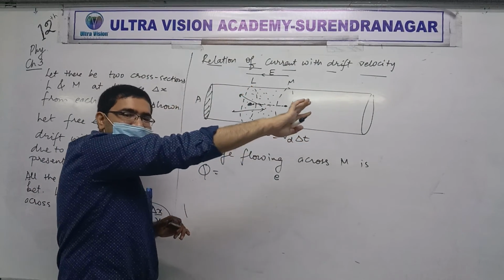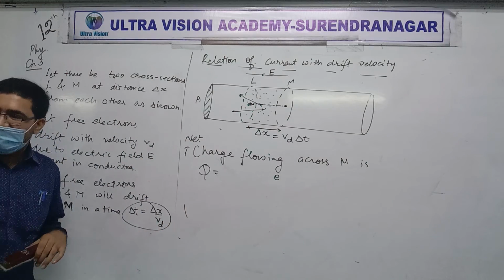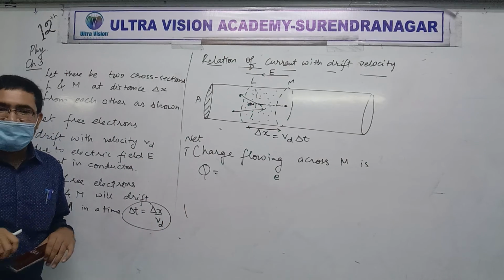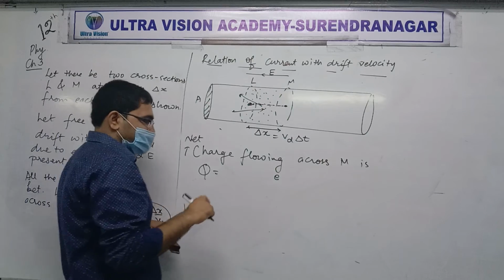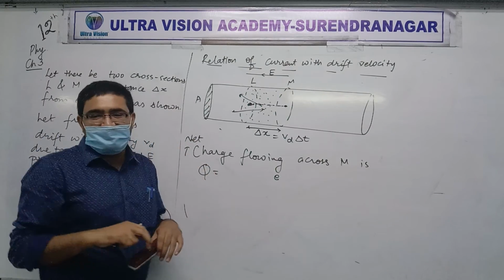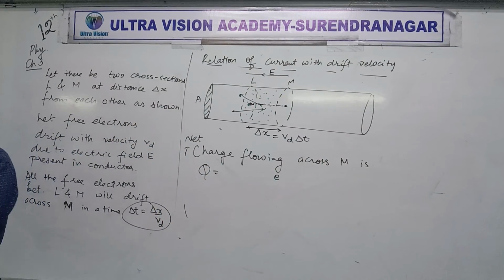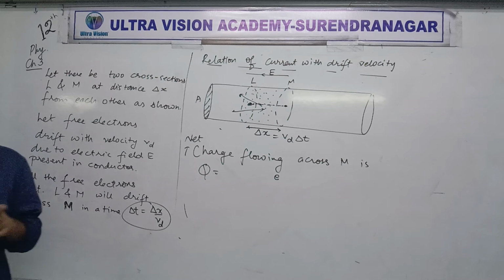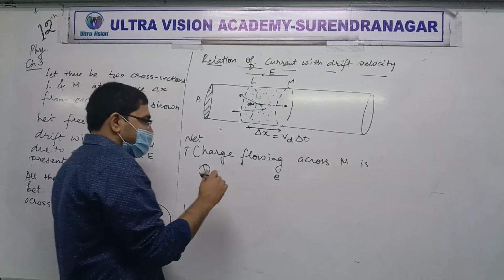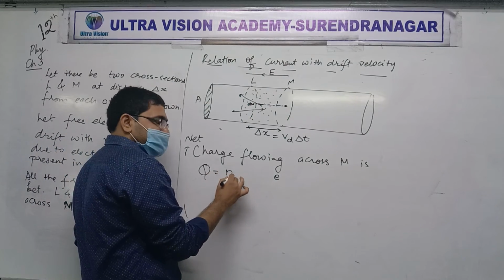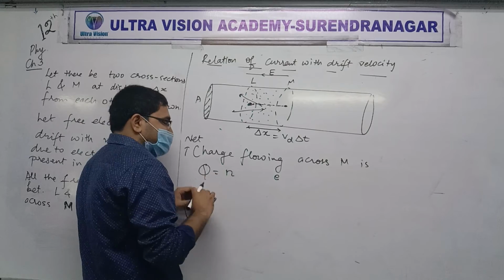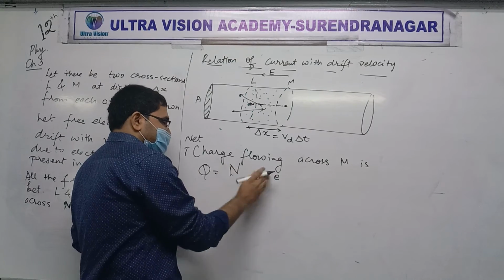Yes or no? So all of them will flow, whatever number there are. How many are there? Capital N. What is the meaning of small n? Is small n the number of electrons? It is the number density of electrons. It's not the number of electrons. Understood? Small n is not the number of electrons. Actually here write capital N, small n we will introduce later.